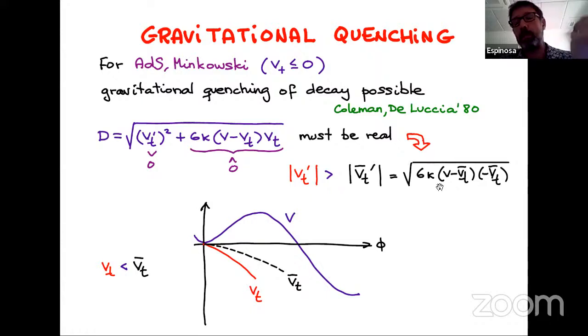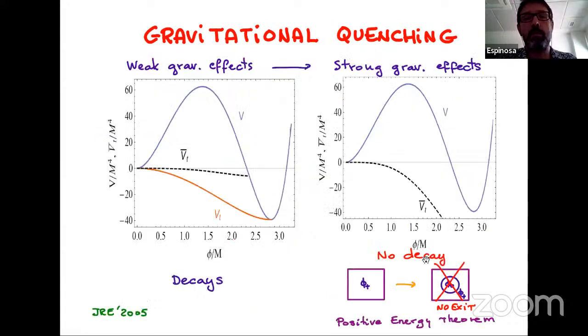And notice that the slope of this critical tunneling potential is proportional to kappa, and this means that if the gravitational effects are strong, this dashed curve will be very much curved. If gravitational corrections are small, which means kappa can be considered small, then this will not be so much curved down. Okay, so let me show you these two limits. In the weak gravity limit, this is very slightly curved, and then there is plenty of room for the tunneling potential to decay.